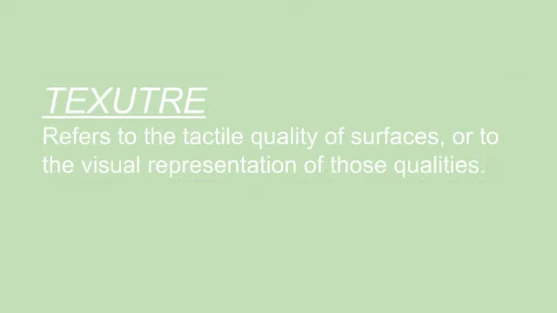All right, our next element and our last element is texture. Texture refers to the tactile quality of surfaces or to the visual representation of those qualities. Now, if you have an actual sculpture in front of you or an actual object in front of you, when you touch it, you could feel the texture of it.